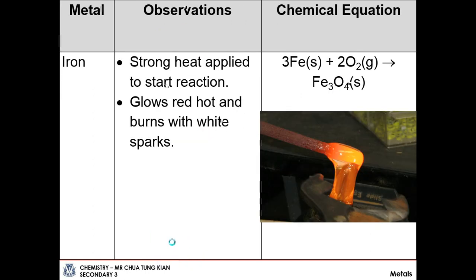Iron, same thing, strong heat to start the reaction. When the reaction starts and continues, it glows red hot. And if it is really, really intense, a lot of heat is produced. You see the iron burning with white sparks. So over here, you see the iron glowing red hot. Why? Because the iron is undergoing the reaction with oxygen to form iron(II,III) oxide, or tri-iron tetroxide.